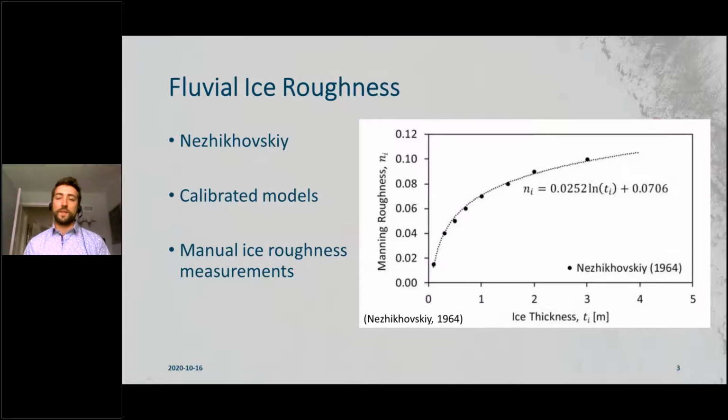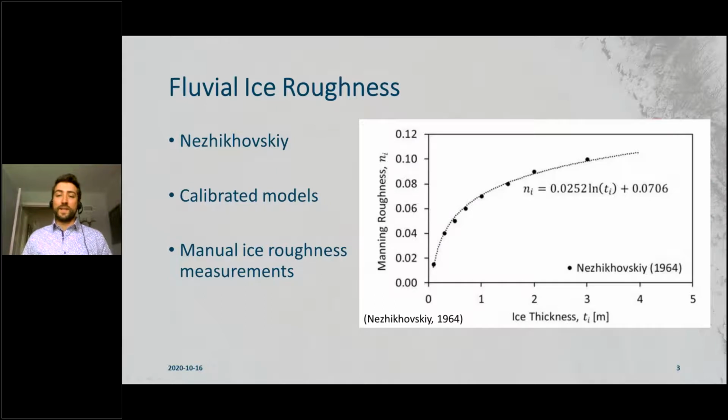More complicated methods include back calculation of ice roughness through hydraulic models. So if we know water surface elevation and flow, and then other characteristics of the river, we can back calculate the roughness that would be required to produce those observations.